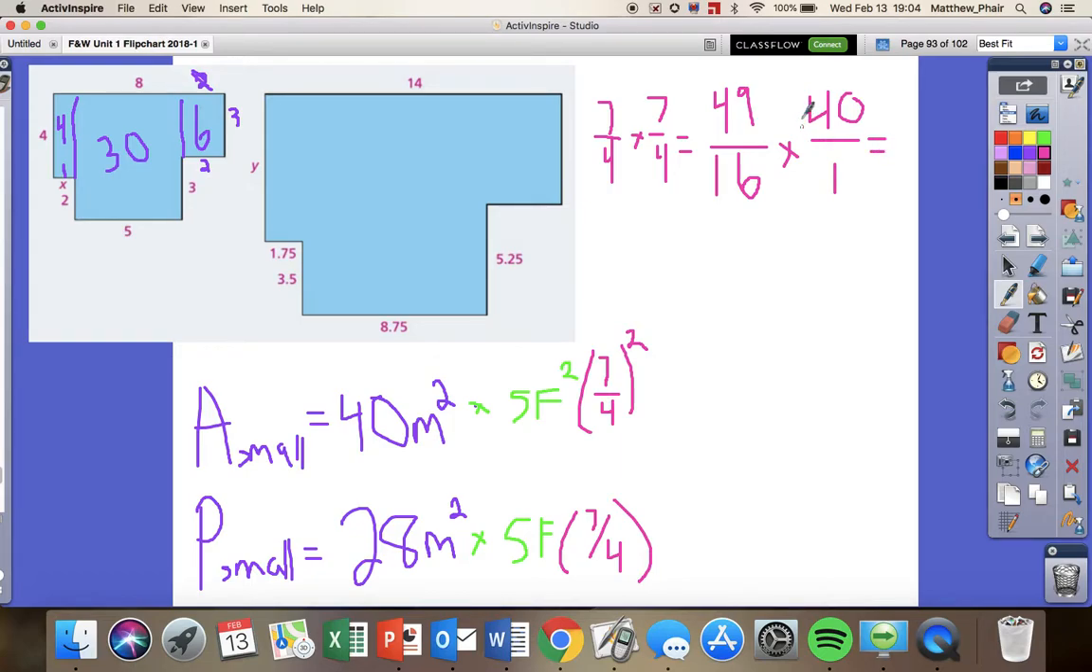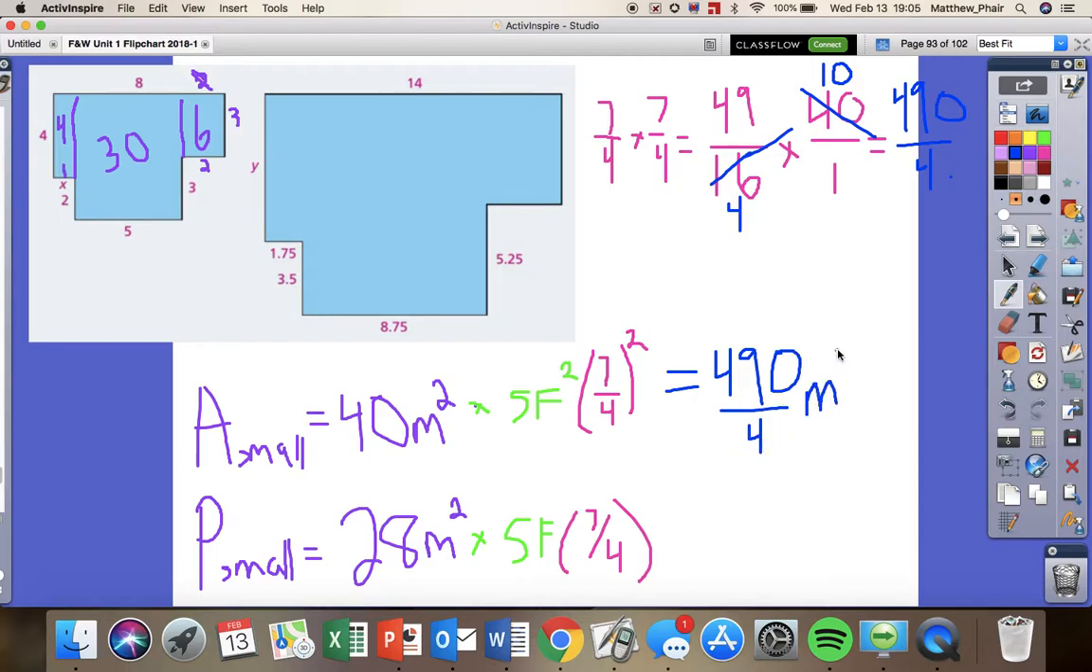And that gets really tricky unless you can cross cancel some things and say, I know 4 goes into 40 and 16. Sorry about that. 4 goes into 16 4 times. 4 goes into 40 10 times. And so now I'm left with 490 divided by 4. And for today, if you'd like to keep it as that, that would be fine. That's going to be meters squared.